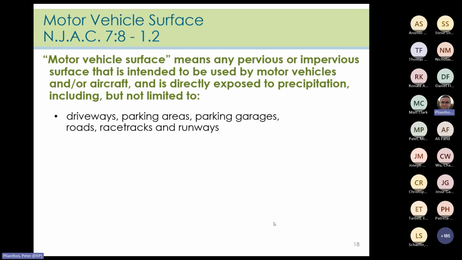The rules define motor vehicles and surfaces on which they are operated, as they contribute to pollutants and stormwater runoff. Motor vehicle surface means any pervious or impervious surface that is intended to be used by motor vehicles and/or aircraft, and is directly exposed to precipitation, including but not limited to driveways, parking areas, parking garages, roads, racetracks, and runways. And in the next slide, we'll define just exactly what is considered a motor vehicle.